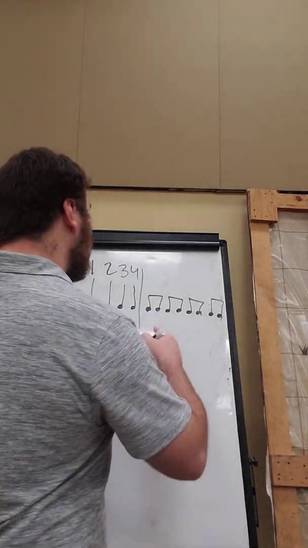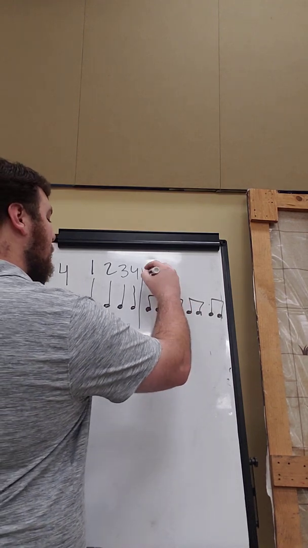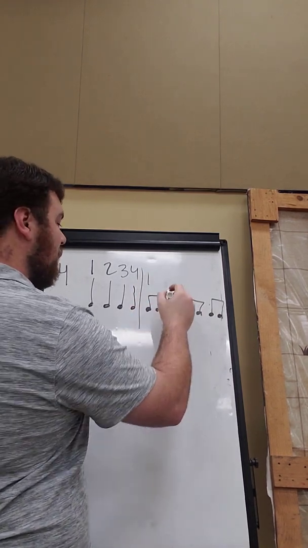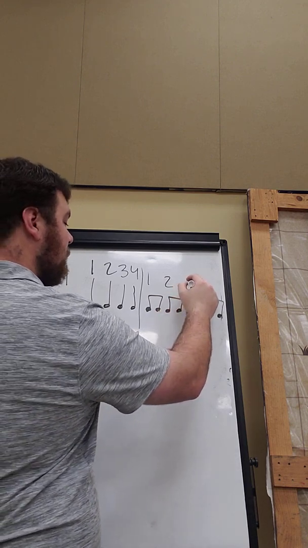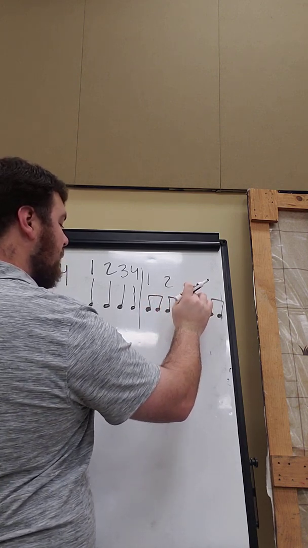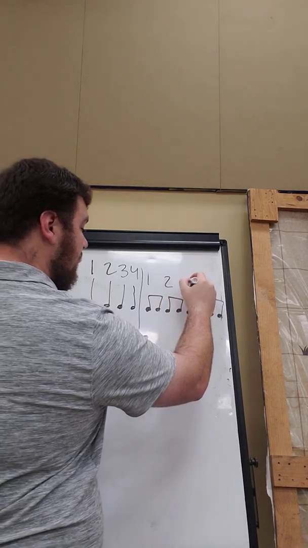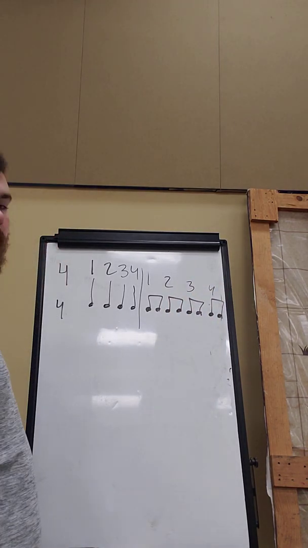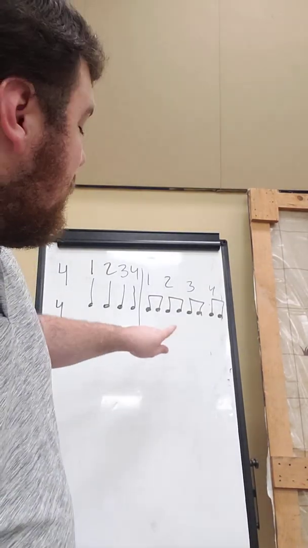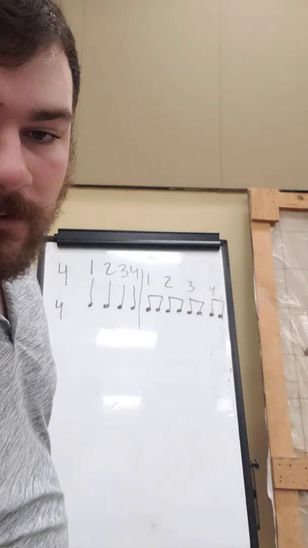So let's just go ahead and put our numbers down. A big 1 on that first eighth note, a big 2 on that third eighth note, a big 3 on the fifth eighth note, and a big 4 on the seventh eighth note. Now notice that every other eighth note doesn't have anything with it.